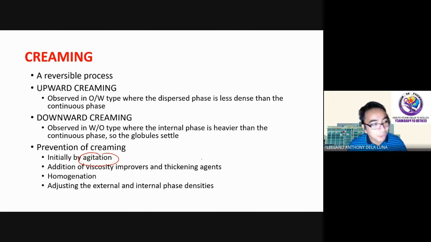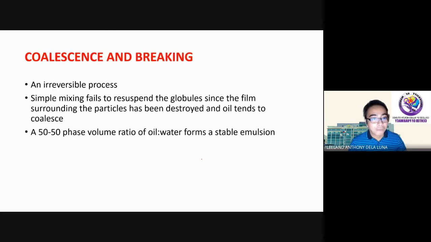Okay, re-agitate the emulsion. Now, for coalescence and breaking naman class, this one is irreversible. So once that happens, wala tayong magagawa. Okay, simple mixing fails to resuspend the globules since the film surrounding the particles has been destroyed and the oil tends to coalesce. Now, normally, class, a 50-50 phase volume ratio of oil and water forms a stable emulsion. So, as much as possible, class, okay, you want a 50-50 amount of oil and water.